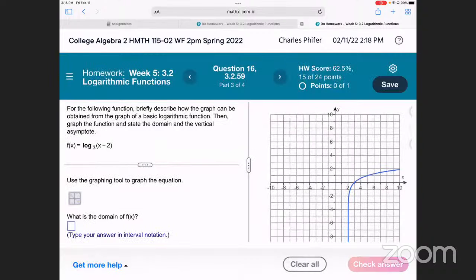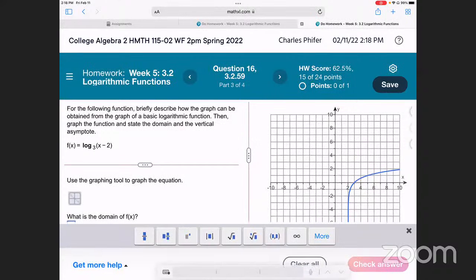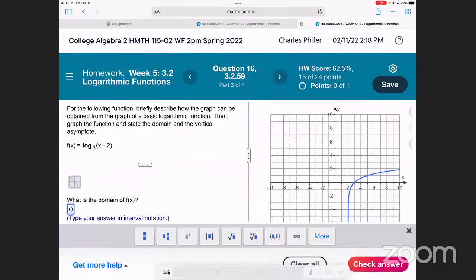Wait, there's more. What's the domain, right? Okay, so in general, the domain of a log is the open interval 0 to infinity. But because we moved it to the right by 2, it's going to be the open interval from 2 to infinity. So 2 to infinity.